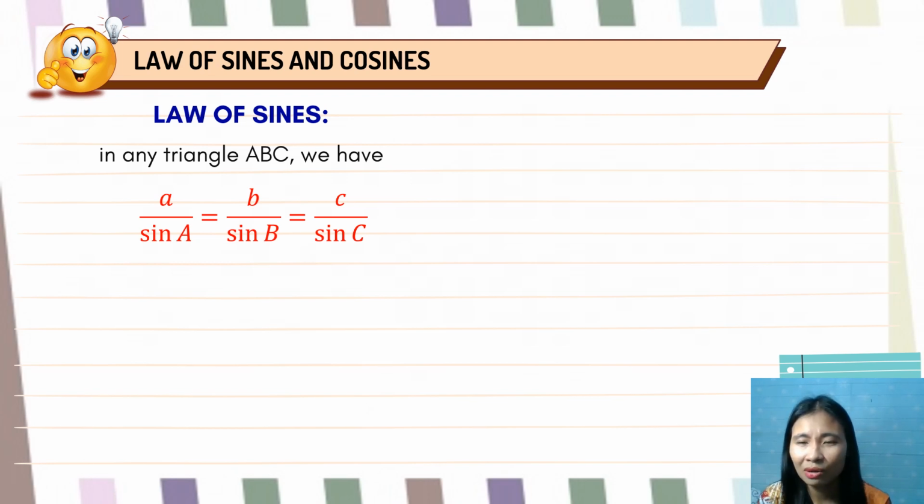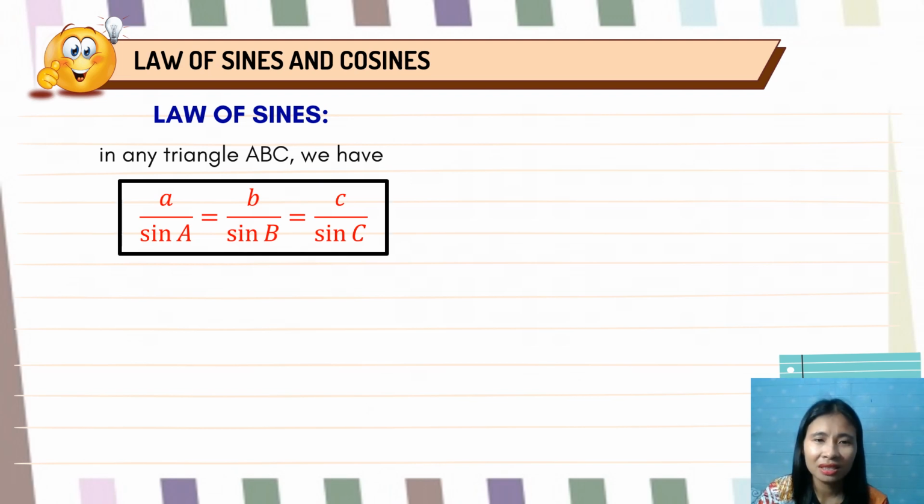By the way, the law of sines and cosines are usually used if the given triangle is scalene or not a right triangle. Because if it is a right triangle, then we are just going to make use of the concept of the six trigonometric ratios. In this equation, the small letters a, b, and c refer to the sides, while the capital letters A, B, and C refer to the angles of a triangle.